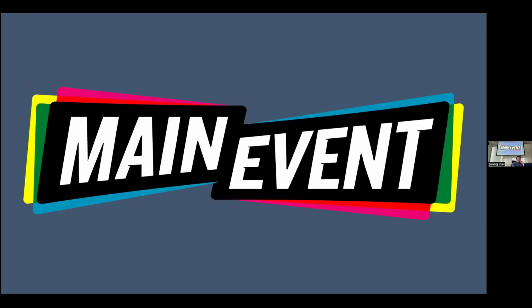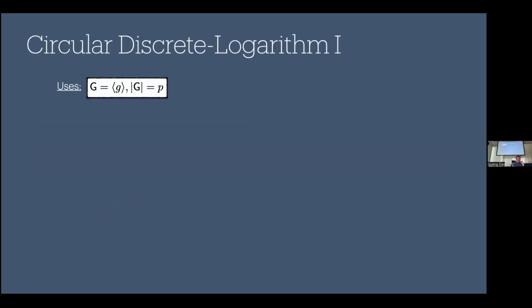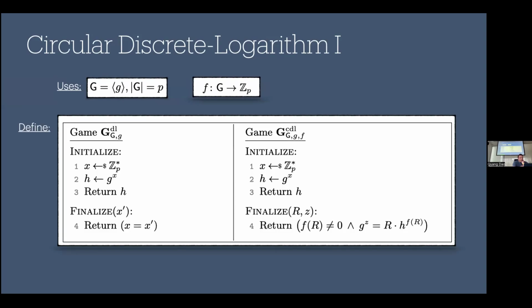So now it's time for the main event. Here is our candidate representation dependent problem. We're going to augment discrete-log with a function. So the assumption will be defined relative to a group and some function on the group. The function maps to Z_p. Let me go through the game. On the left is discrete-log, just for reference. You can see that the initialize procedures are the same. The finalize procedure is different.